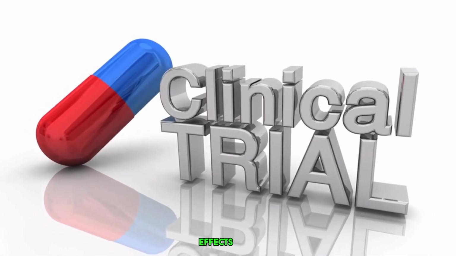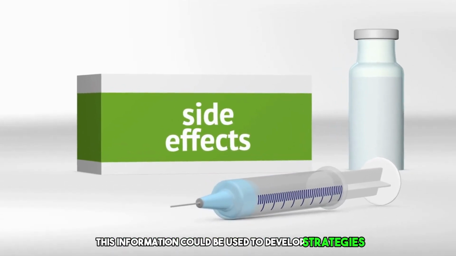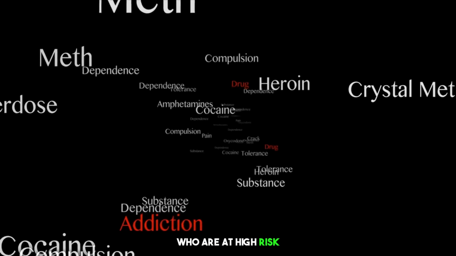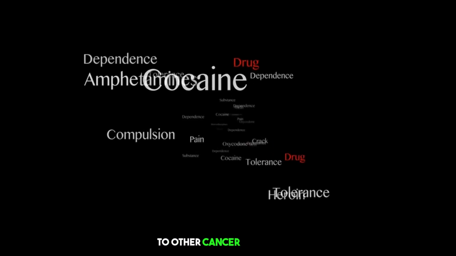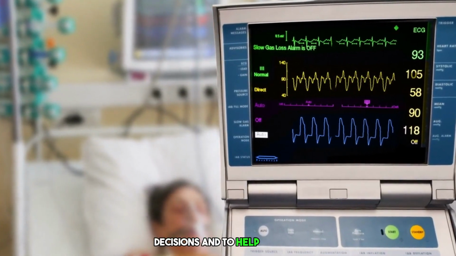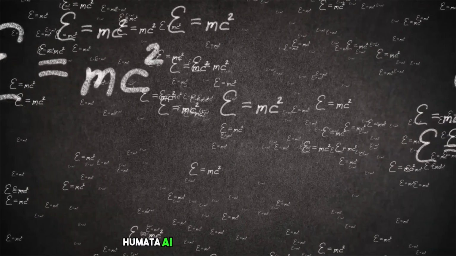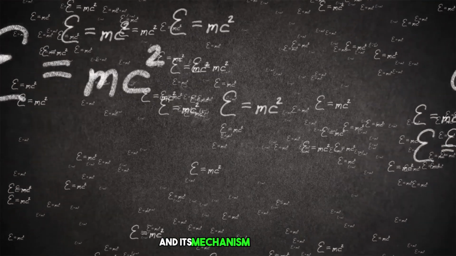Identify any side effects that are associated with the drug. This information could be used to develop strategies to mitigate side effects or to identify patients who are at high risk for developing them. Compare the effectiveness of the new drug to other cancer treatments. This information could be used to guide treatment decisions and to help patients and their families make informed choices about their care.